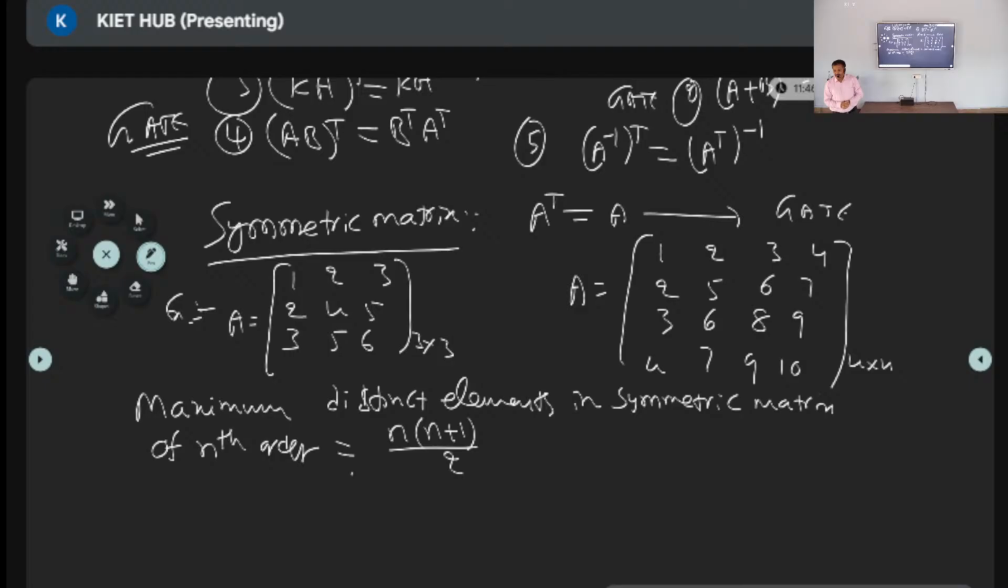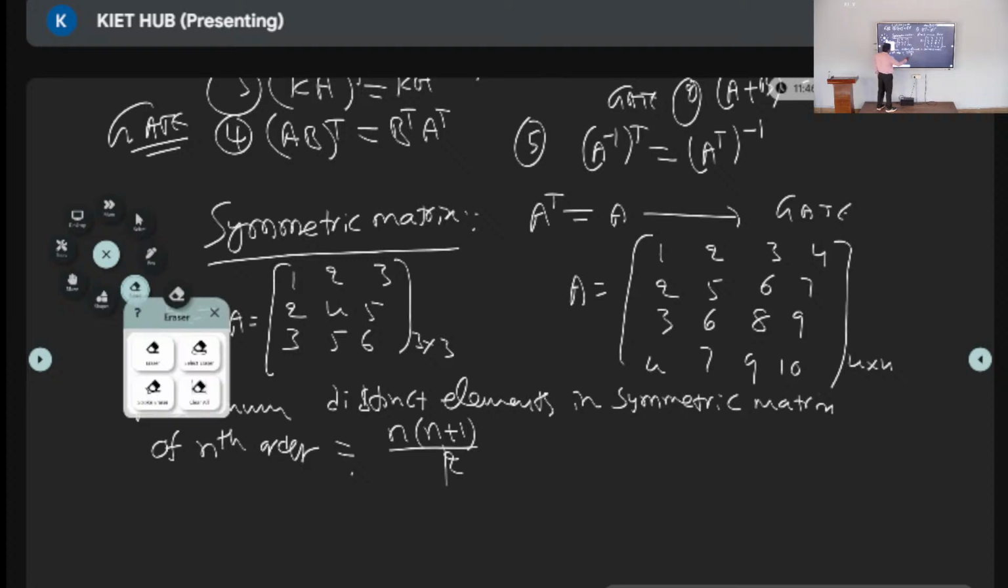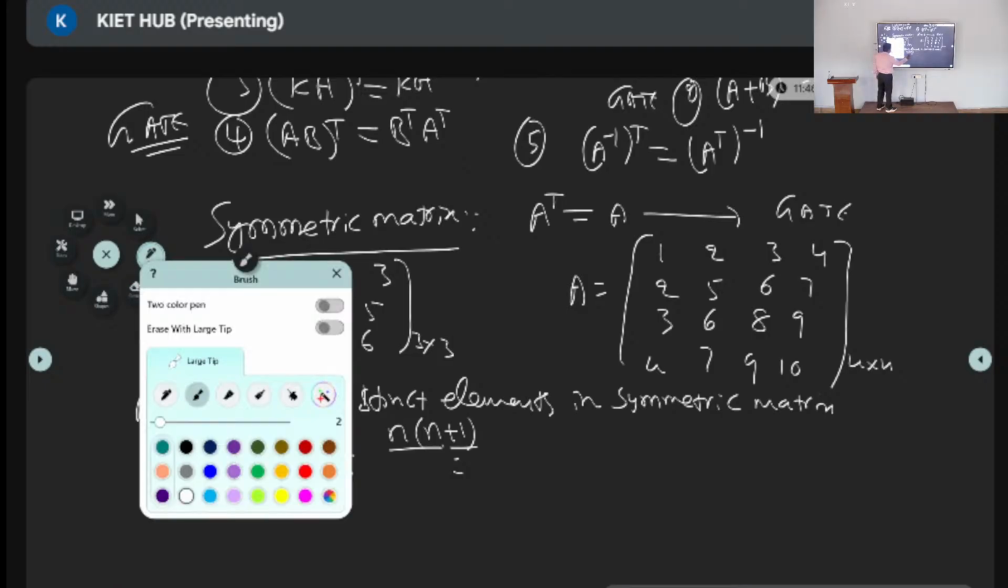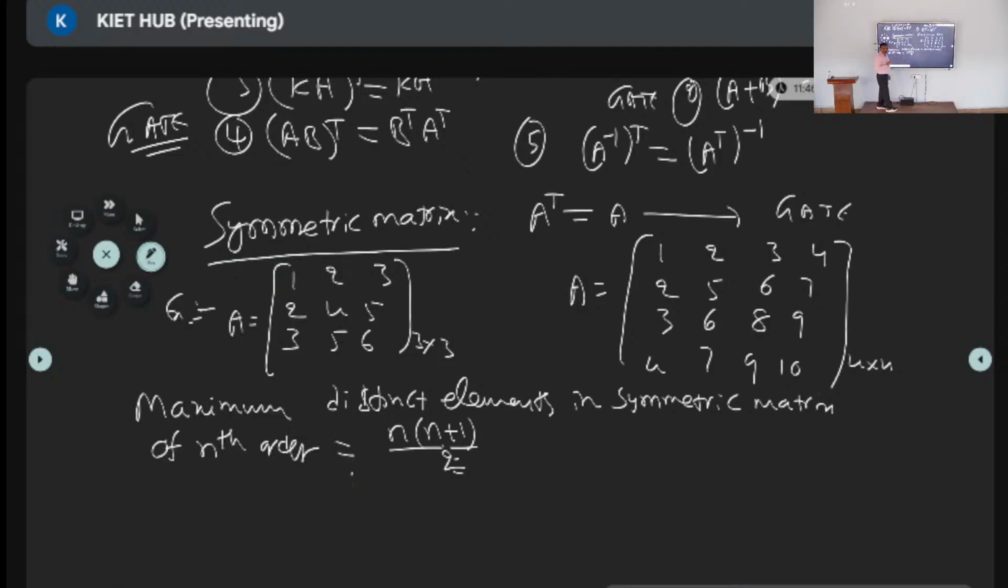Everyone understanding? If it is a fifth order, 5 by 5, what are the maximum distinct elements? 5 into 3, 15. You will get 15. So that is the formula for the maximum number of distinct elements: n into n plus 1 by 2. Very important. Next.